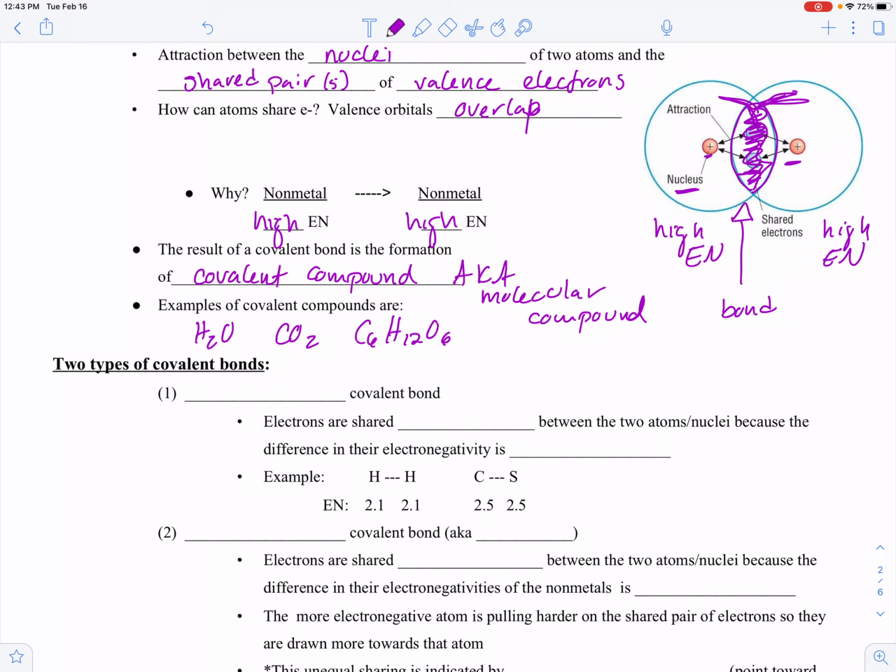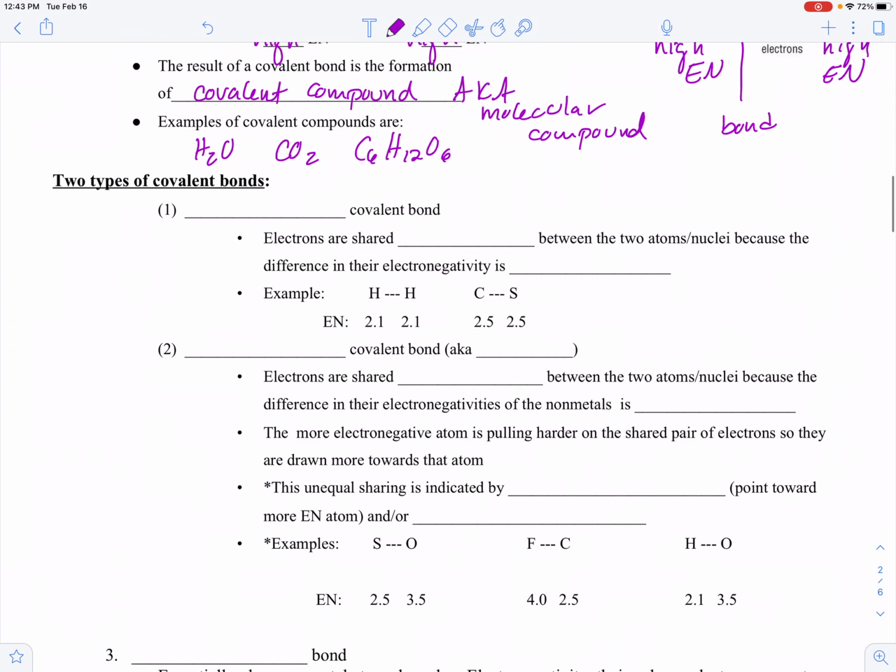Now, covalent compounds get a little bit trickier because there are actually two types of covalent bonds that can form. You can have nonpolar covalent bonds, and you can have polar covalent bonds. So I'm going to start with nonpolar covalent bonds because I have that one written first. This is when the shared electrons are being shared equally between the two atoms or between their two nuclei, because the difference in their electronegativity is less than 0.5. So the difference in their electronegativity values is going to be less than or equal to 0.5.